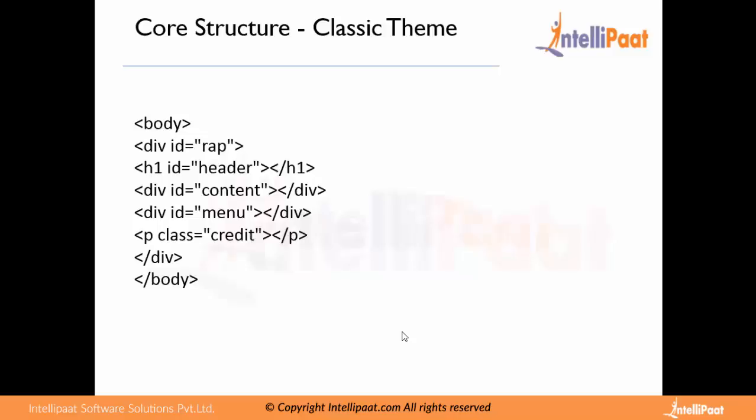Here I have a basic structure of the classic theme in WordPress. Though you don't need to understand this code, in the long run, someday you may have to open and have a look just to make you familiar with this. The body comes first, then there is a div, the h1, and the h1 holds the header, then a div which holds your content, then a div which holds the menu, and a paragraph with the credits.